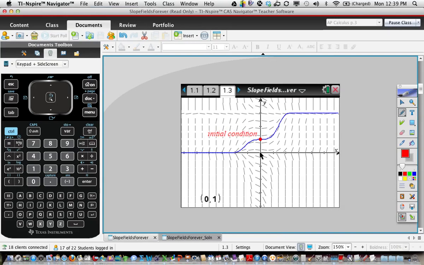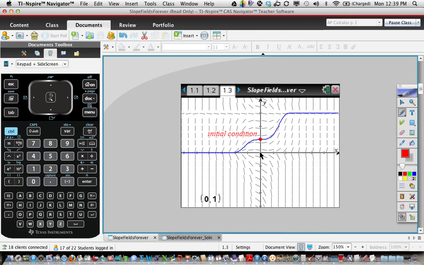This is a picture of a slope field. Just ignore the blue graph for a second. Just pretend the blue graph isn't even there. And this series of segments makes up a slope field. Okay? Well, what's that mean?